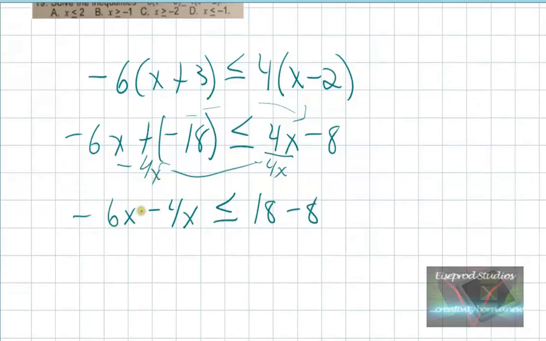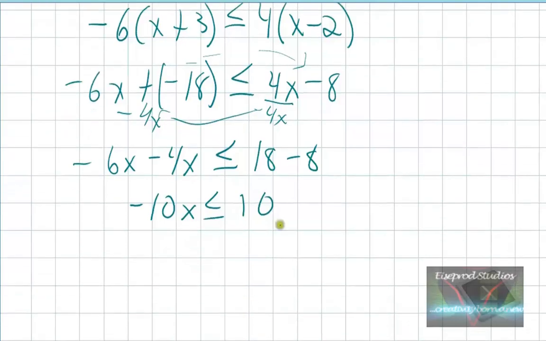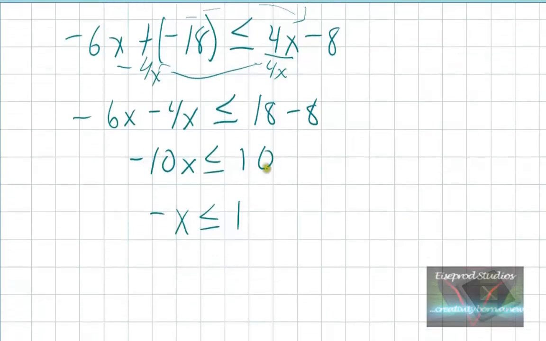So now we can combine like terms. Negative 6x plus negative 4x is negative 10x, is less than or equal to 18 minus 8, which is 10. So now we have negative x is less than or equal to 1. All I did was divide by 10 on both sides. And now I can divide by negative 1.